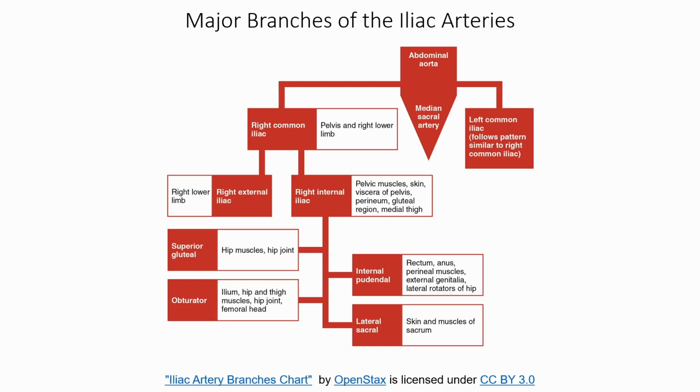The obturator, which will be your ilium, your hip, thigh muscles, hip joint, and then the femoral head. And then the internal pudendal will be for the rectum, the anus, the genitalia, and then the lateral sacral will be for the skin and muscles we find in the sacral region.